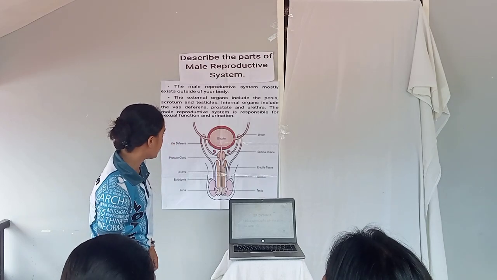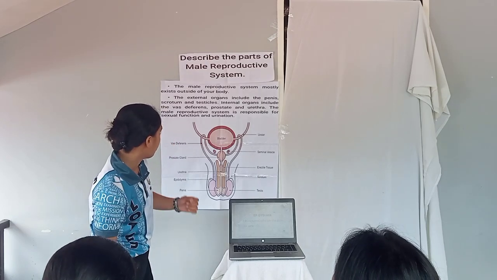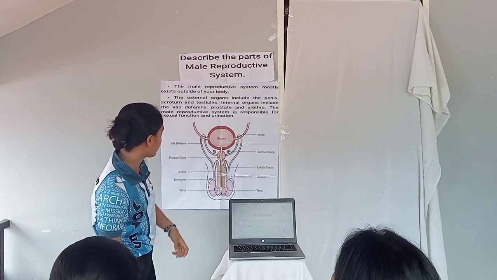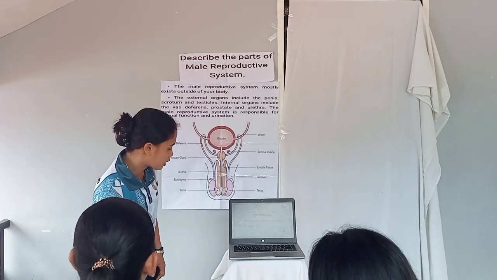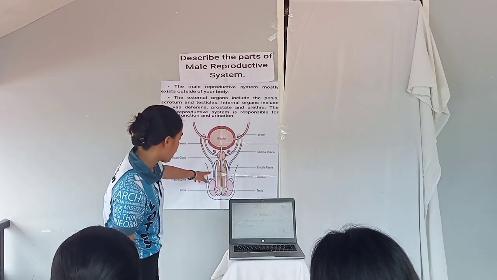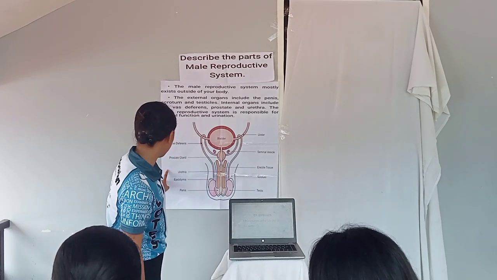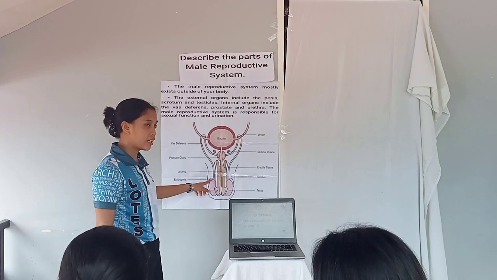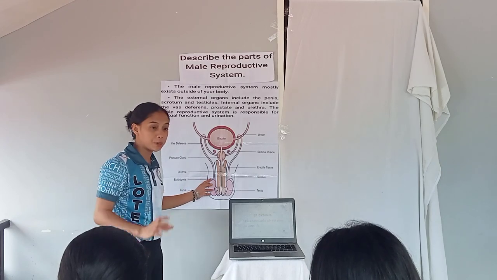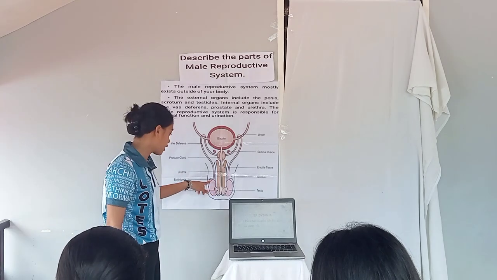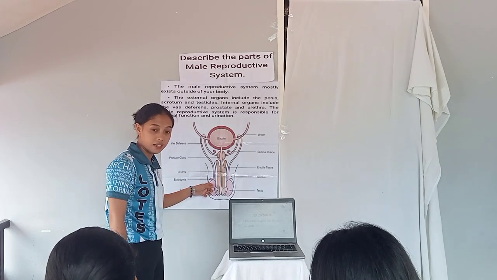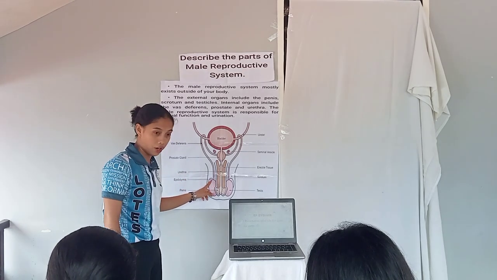Epididymis is the next part of the male reproductive system found in the internal organs. It is a narrow coiled tube that stores the sperm cells. In this part, the sperm cells used in fertilization are stored and hidden from view.